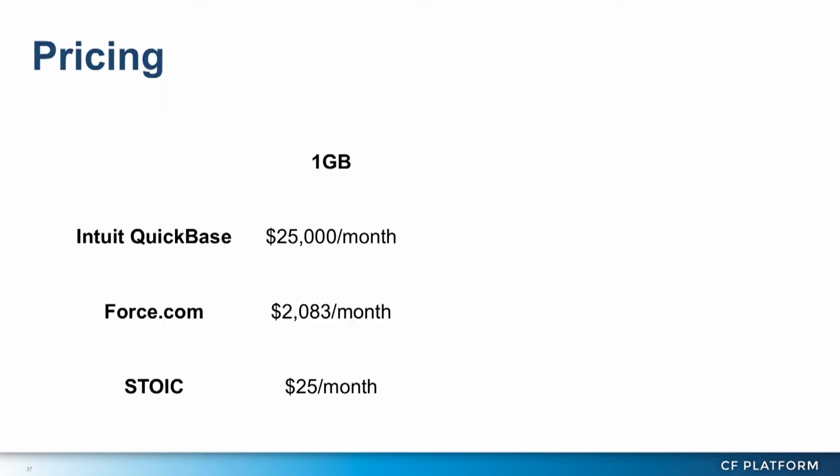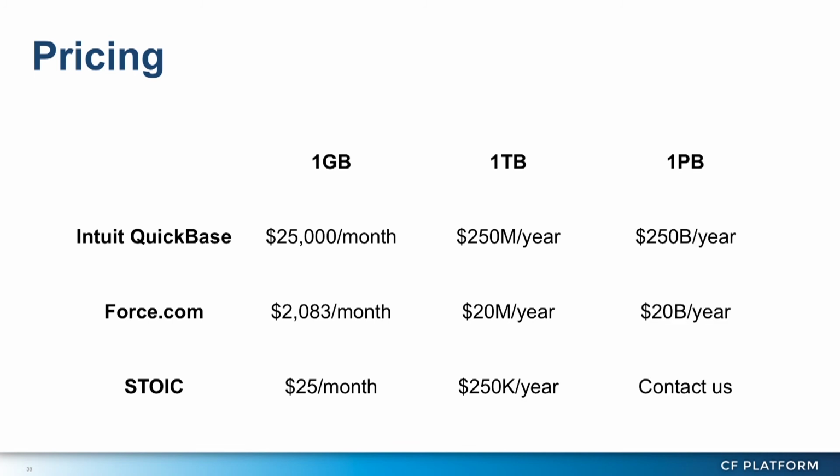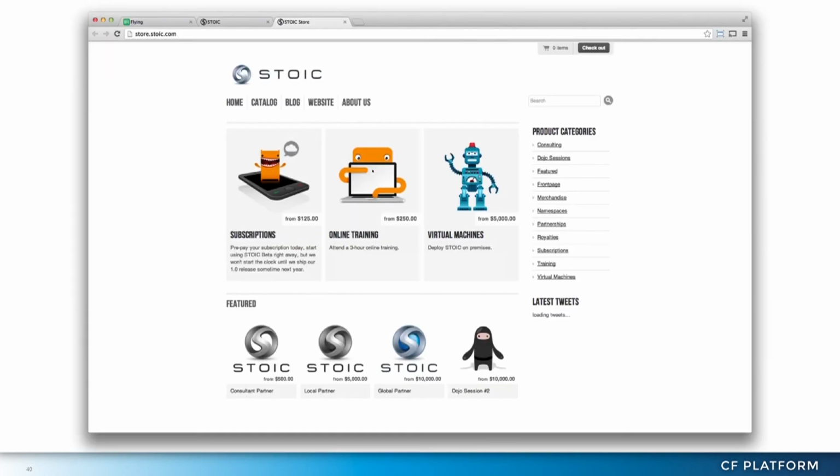If you want it, pricing, it's $25 per month for a gigabyte. Compare that to Force.com, which is $2,000. Compare that to Intuit QuickBase, which is $25K for a gigabyte of structured data per month. That matters because if you want to go big data, and I'm sure many of you want to do that, if you look at the pricing per year, Intuit QuickBase will cost you $250 million every year for a terabyte. Right? Think about it. You want to go petabyte? Well, that's essentially $250 billion, which is about the GDP of Singapore and 160 countries after them. So if you want a petabyte, just give us a call.